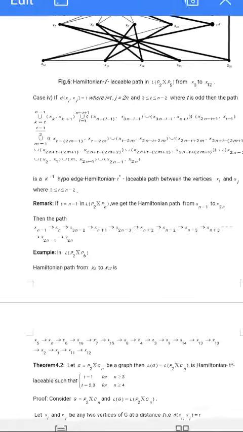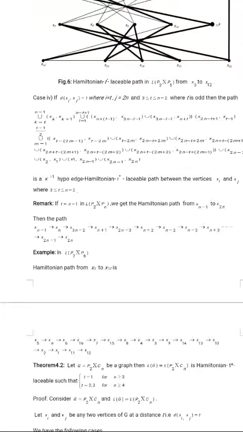So we can conclude that this path is a k plus 1 Hamiltonian hypoedge Hamiltonian T star laceable path between the vertices xi and xj. Here one remark is there. If t is equal to n minus 1, so we have taken t up to n minus 2. Suppose t is n minus 1, what happens? If t is equal to n minus 1 in L of P2 cross Pn, we get a Hamiltonian path from x n minus 1 to x n, and the path is given here.